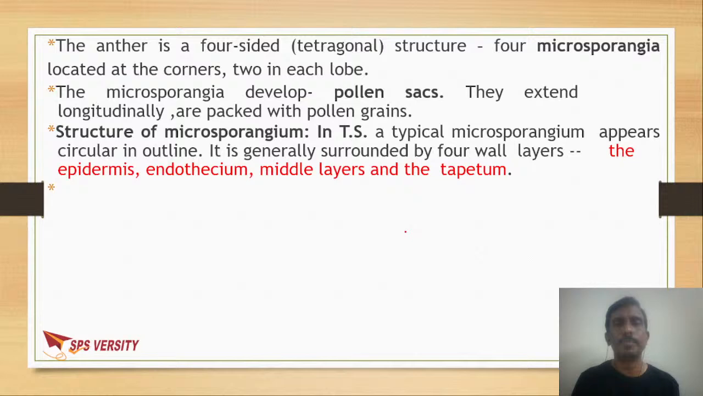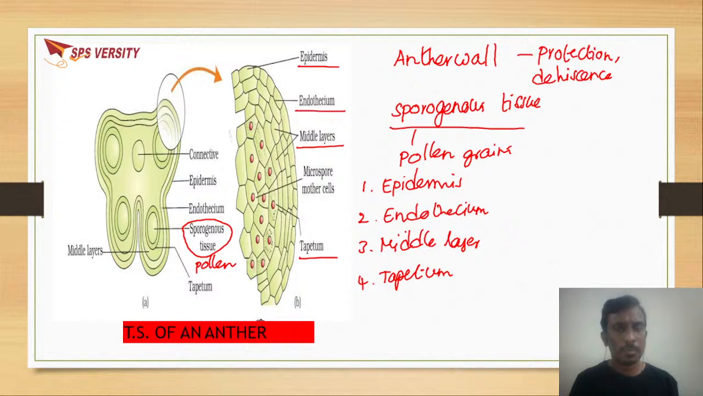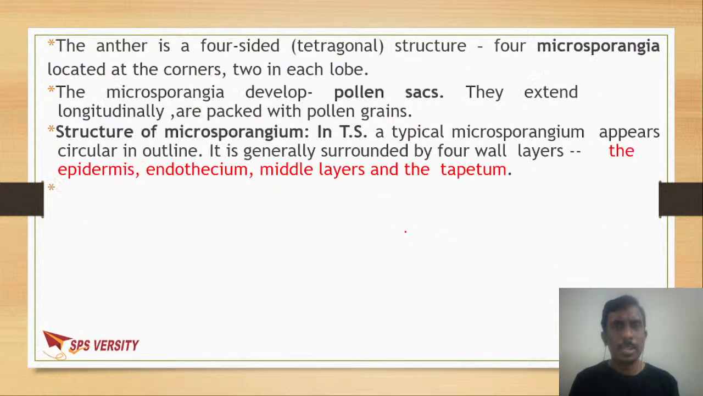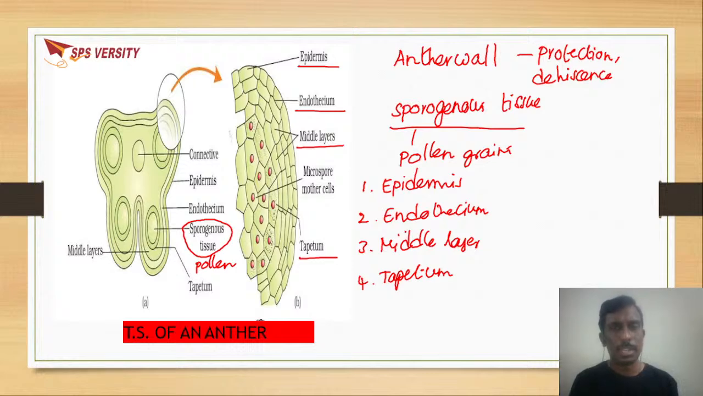At the same time, you should remember the parts of the anther wall in sequence. If you start from outer to inner: epidermis, endothecium, middle layers, tapetum. Sequential questions will come, where they ask you to write the parts in sequence from outside to inside or inside to outside. Inside to outside means tapetum, middle layer, endothecium, epidermis.